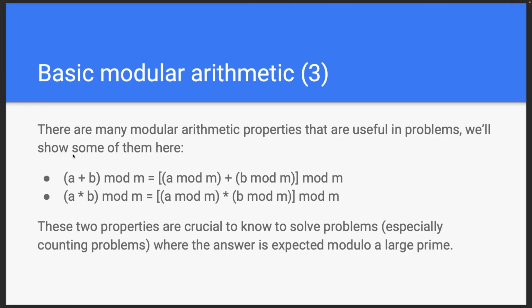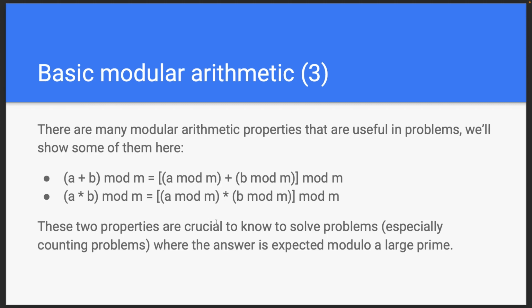So we just went over some properties. There are many more others. Also, there is the case when you have negative values, which is slightly more complicated. But generally, these two are very basic properties: a plus b modulo m is equal to a modulo m plus b modulo m, modulo m, and the same is for multiplication.